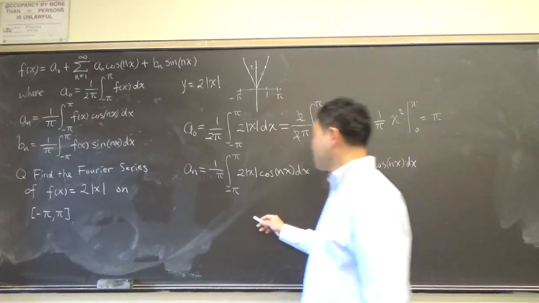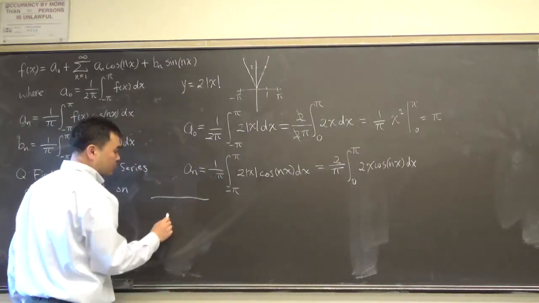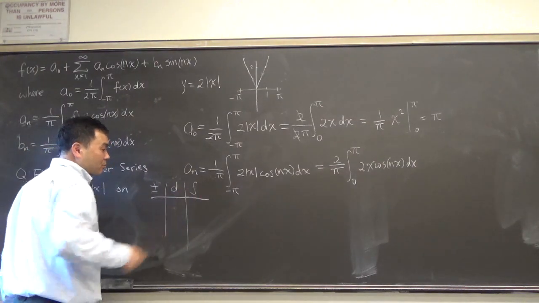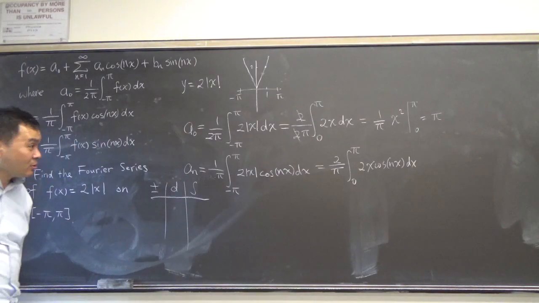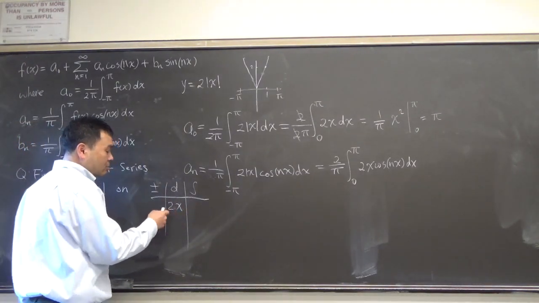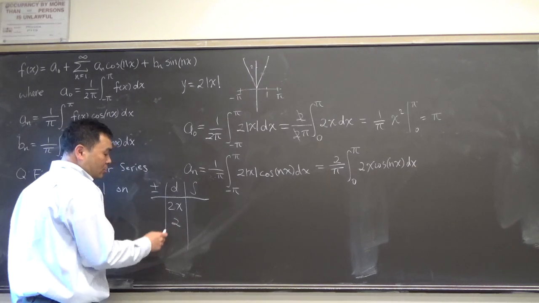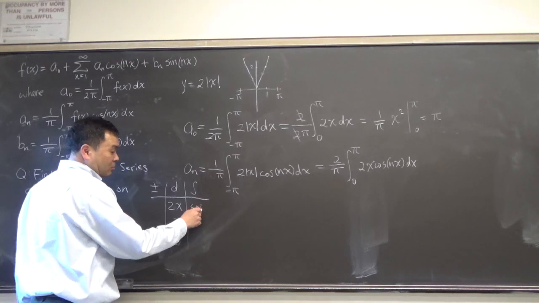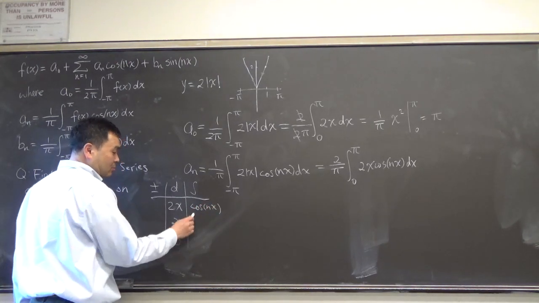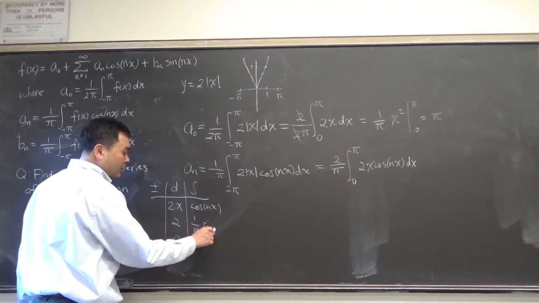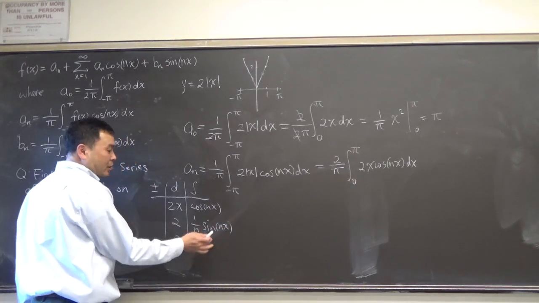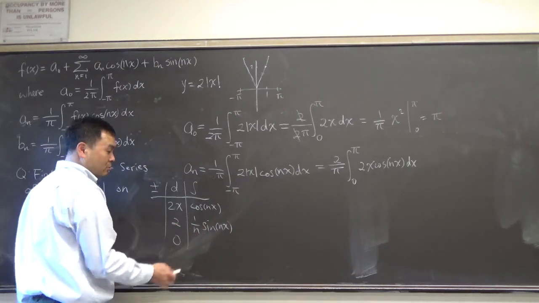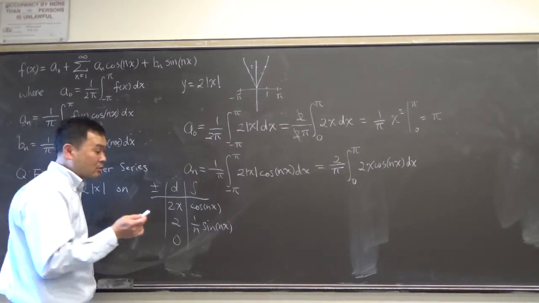Let me just write tabular here. So quick tabular integration, plus, minus. Or if you don't know tabular integration, you can just use integration by parts. So here's 2x, differentiating 2x gives you 2, differentiating 2 gives you 0. And you put the cosine nx over here, integrating cosine nx gives you 1 over n sine nx. Remember, anything that's multiplied to the x, you're going to see it as the reciprocal. And that happens every time you integrate, okay?